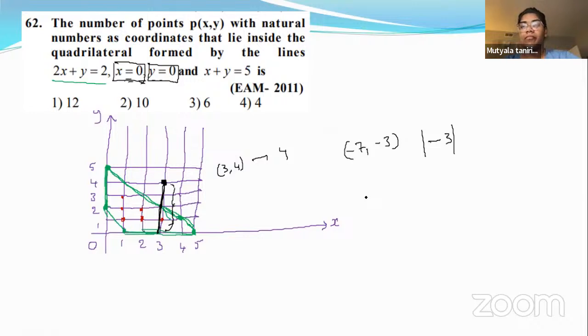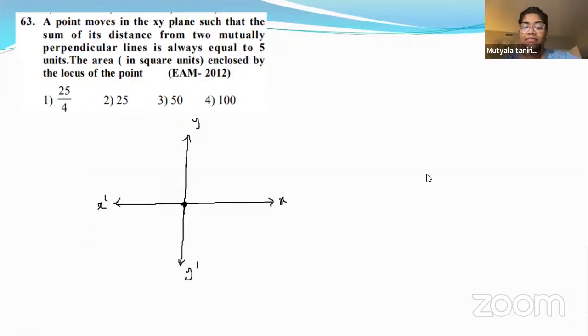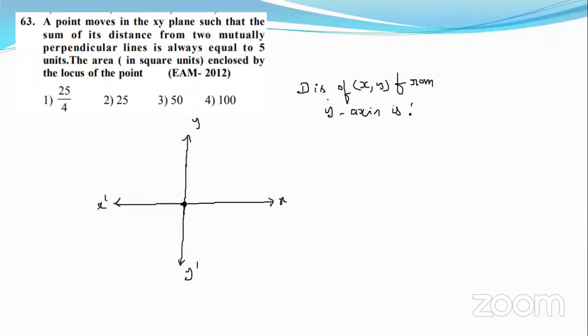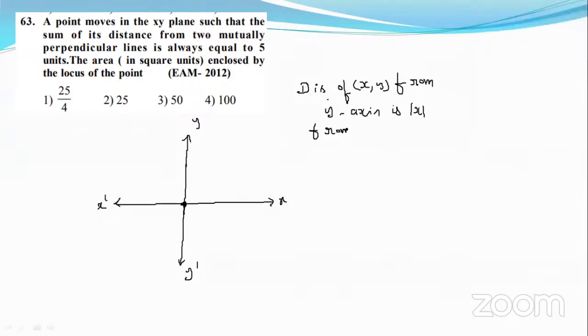So our conclusion is, what is the distance of (x, y) from the x-axis? Mod y. Distance of (x, y) from the y-axis? Mod x. So if you take that point (x, y), the distance of (x, y) from the y-axis is mod x. From the x-axis, mod y.